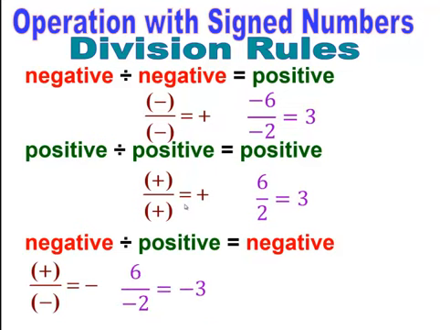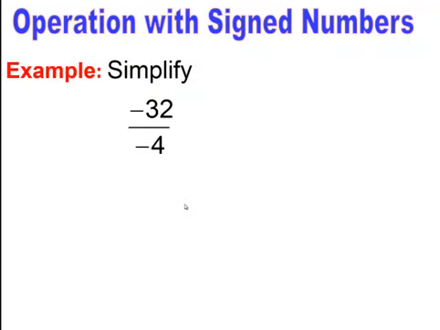In this case, I have positive 6 divided by a negative 2 will equal a negative 3. Or you could have a negative divided by a positive and you'll still get a negative. So if I had a negative 6 divided by a positive 2, I still end up getting a negative 3.